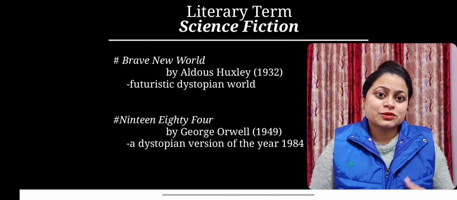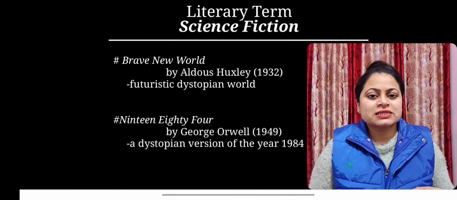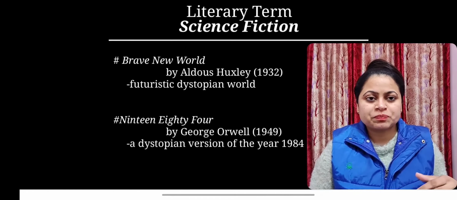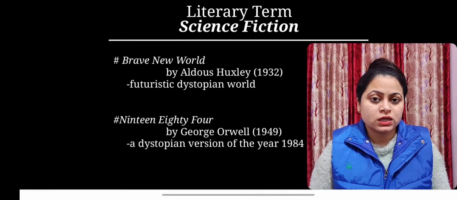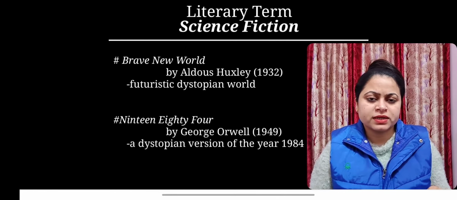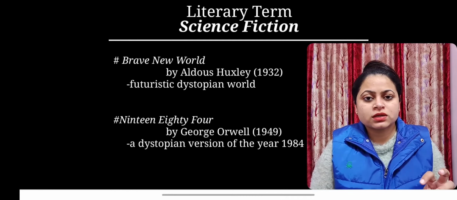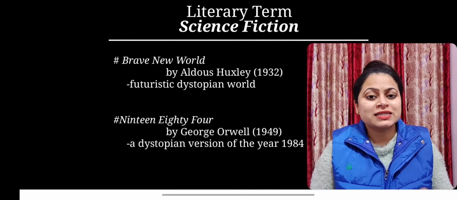Then there is Brave New World by Aldous Huxley, which is set in a futuristic dystopian world. And what happens in it? This futuristic dystopian world is full of advanced scientific developments where people are genetically modified.